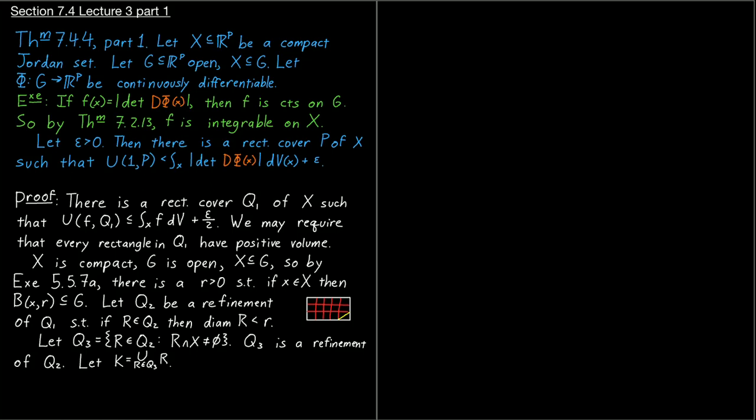And then K is the union of finitely many rectangles. They're all closed and bounded. So K is compact. Exercise 5.5.1 says the union of finitely many compact sets is compact, or obviously now the union of finitely many closed bounded sets is closed and bounded.